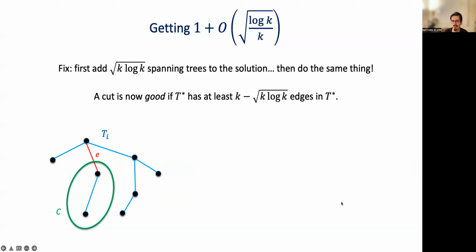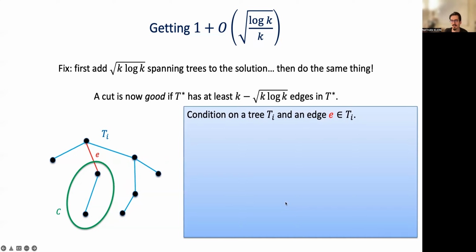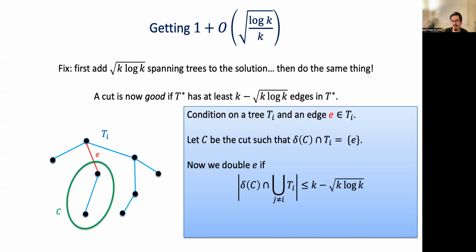So now let's see what chance we have of doubling an edge. So condition on a tree Ti and an edge e in that tree, which induces the cut C, as in this picture. So C is the unique cut in Ti that contains exactly the edge e. Then we double e if the other k over 2 trees end up having fewer than k minus square root k log k edges in that cut. And remember that these trees are sampled independently of Ti.